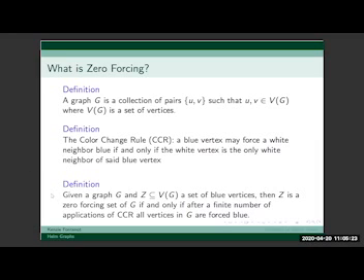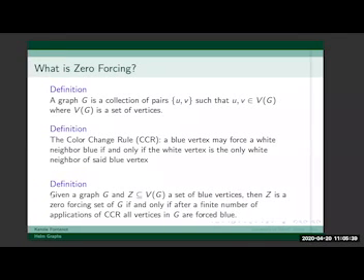And then our next definition is, given a graph G and Z a subset of the vertex set of G, a set of blue vertices, we call Z a zero forcing set of G if and only if after a finite number of applications of our color change rule, all the vertices in G are forced blue. So there's no white vertices left.